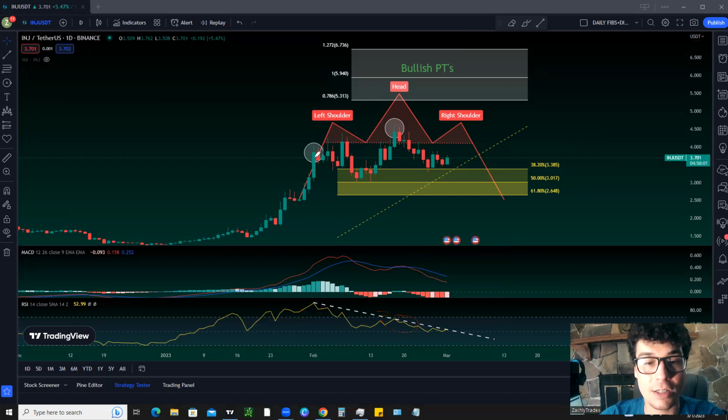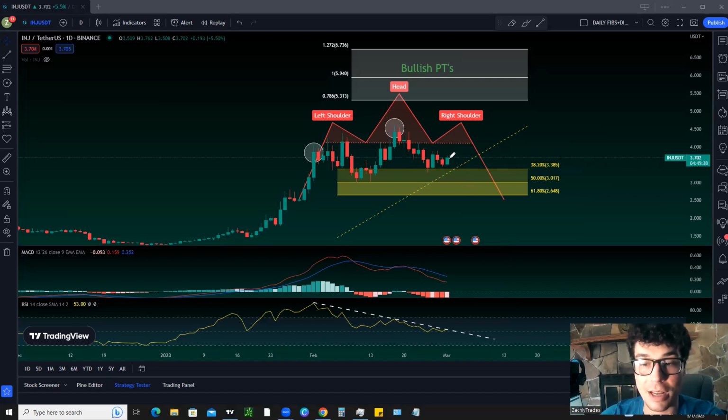So when the RSI is making lower highs while the price of the token is making higher highs, this is going to be a term known as bearish divergence. And what you can see is we're actually retesting this bearish divergence trend line again. So if we reject this trend line and head back down lower, then that's most likely going to result in the price of this token heading down lower and retesting that 3385 level.